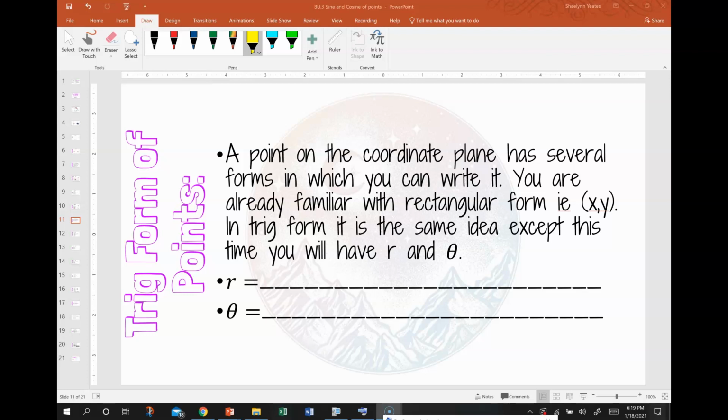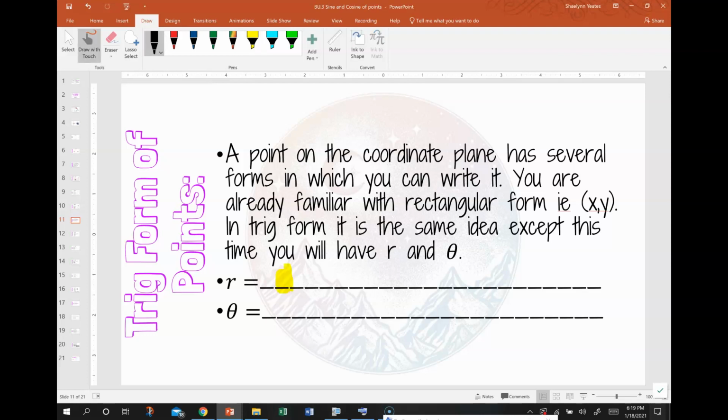Okay, a point on the coordinate plane has several forms in which you can write it. You're already familiar with rectangular form, which is x, y. In trig form, it is the same idea, except this time you will have r, theta. R being the length or distance.